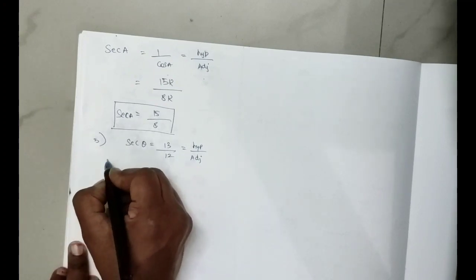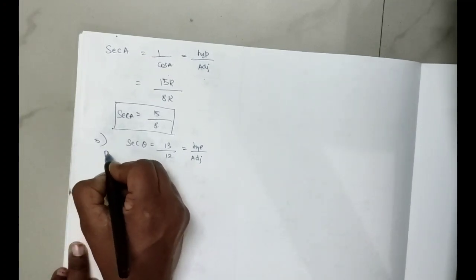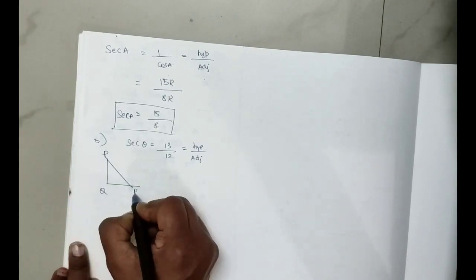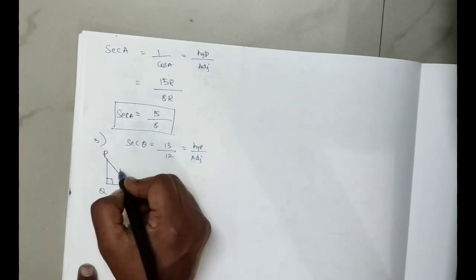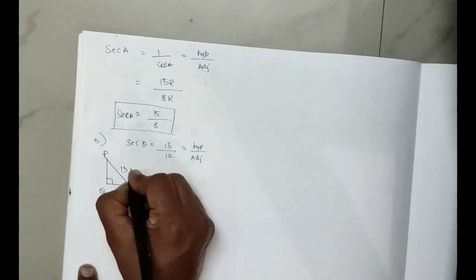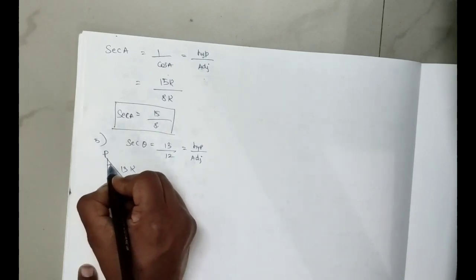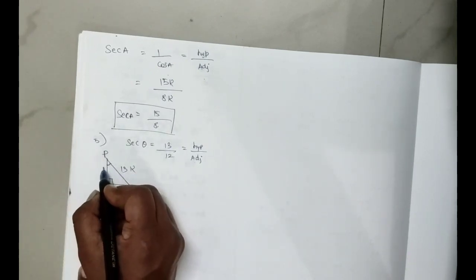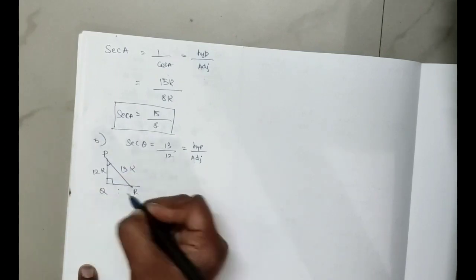We'll assume a right angled triangle P, Q and R, where it is right angled at Q, and it is given hypotenuse divided by adjacent. This is going to be the hypotenuse. We'll assume it as 13K, and the adjacent of, let's assume this angle, is going to be 12K. So what is this side?